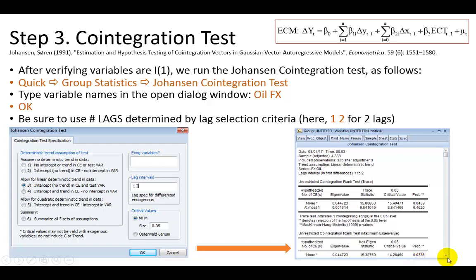This presentation shows how to perform the Johansen cointegration test on EViews. I'm Pat Obi, professor at Purdue University, Northwest.